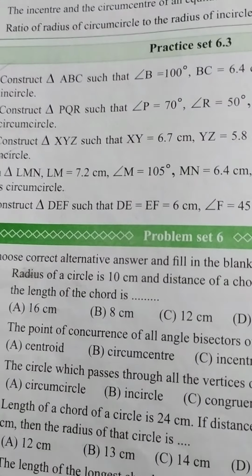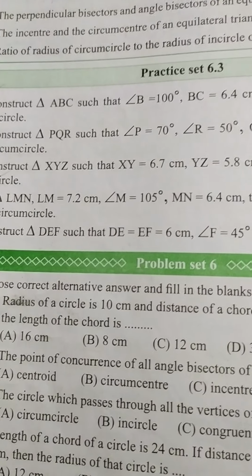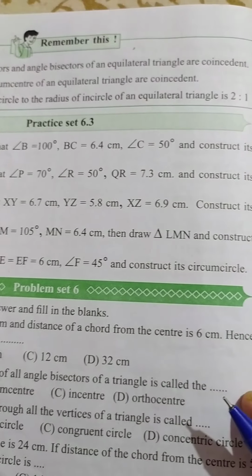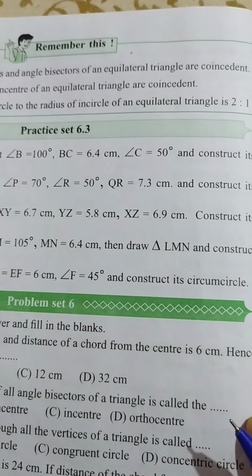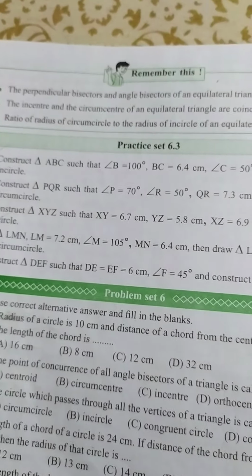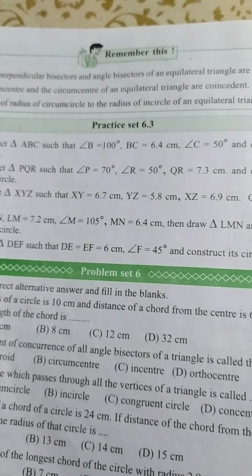Now we will go to exercise 6.3. The first question here, construct triangle ABC such that angle B is 100, BC is 6.4 centimeter, angle C is 50 degree, and construct its incircle. Okay, so this is the question. I'll show you how to do this.